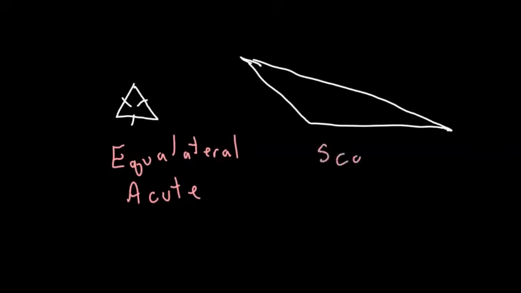Alright, a couple more. So that first little one there, all the sides are the same. That makes it equilateral. And all the angles are acute, so it makes it an equilateral acute triangle. On the second one there, notice I don't have any of the little tick marks. So that means all the sides are different, which makes it a scalene triangle. And it has one obtuse angle, so it's a scalene obtuse triangle.